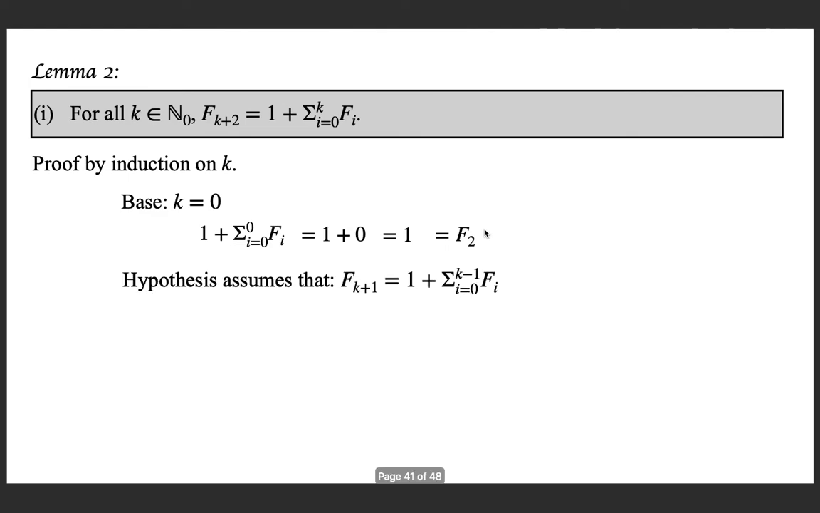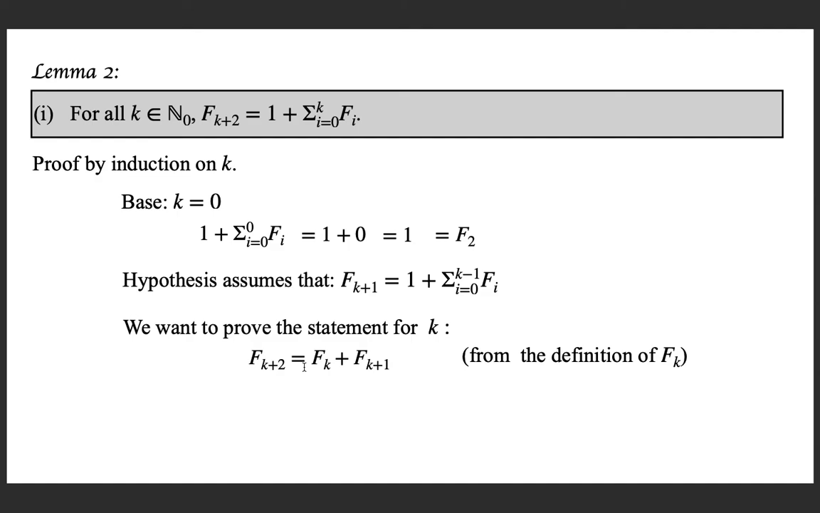Now the hypothesis: you assume that it is true for this value, that is f_(k plus 1) is equal to 1 plus the summation i equal to 0 to k minus 1 of f_i. So this is the assumption, which is the hypothesis. Now, try to prove the statement for k plus 2.